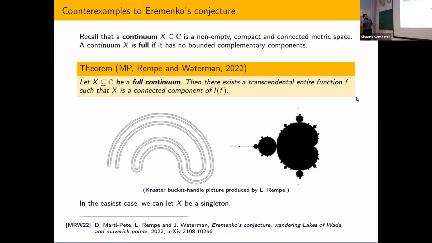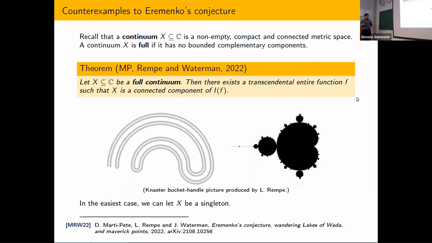Okay, again, we have here a reminder. Our theorem says that if you give me a full continuum, then there is a transcendental entire function for which this is a component of the escaping set. So, for example, the Mandelbrot set, the Knaster bucket handle, many others, pick your favorite full continuum. There is an entire function. Of course, we don't know how to produce this function. But there is a function, so this is just an existence result.